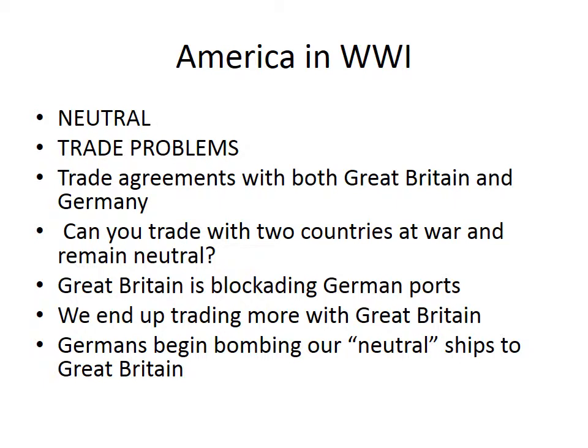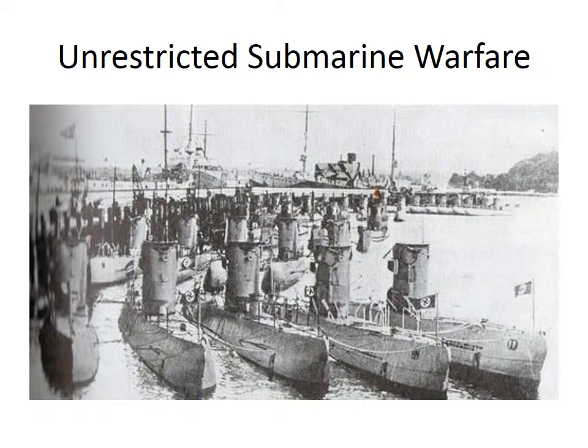So what's going to happen? Germany obviously needs supplies. They don't like the fact that America is trading more with Great Britain, so they're going to start bombing our neutral ships. And this bombing is called unrestricted submarine warfare. And that's also important, highlight that in your notes, unrestricted. And when I say bombing during World War I, I'm not referring to bombs dropping from the air. Bombing in World War I is coming from submarines, right?